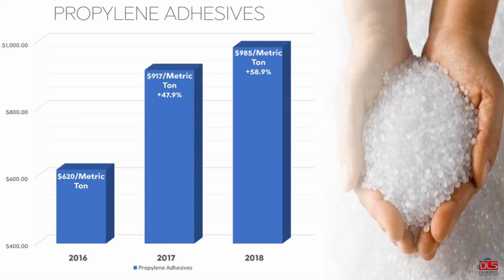Let's talk a little bit about propylene adhesives. Propylene is an oil-based adhesive, and again, it's significantly increased since 2016. Here we see it's up 58.9%, and that's per metric ton of the propylene adhesive.